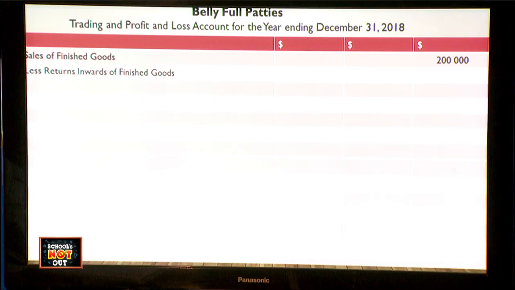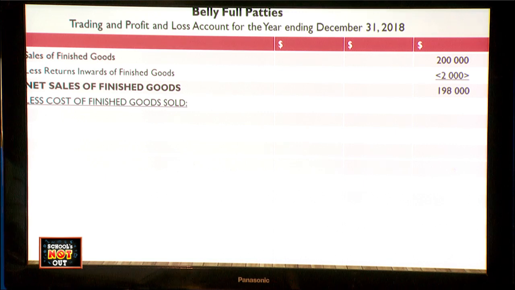From it, I am going to less my returns inwards. But this time again, I am going to say of finished goods because we are focusing on finished goods. The returns of finished goods in this case is $2,000. We're going to subtract the $2,000 from the $200,000, just as I would do it for a sole trader. What we would get is an adjusted sales figure, which is our net sales of finished goods. Thank you for finishing it up for me. Finished goods. And that answer will be $198,000.